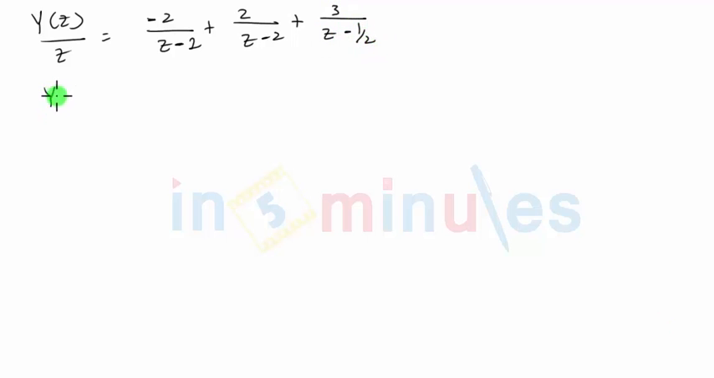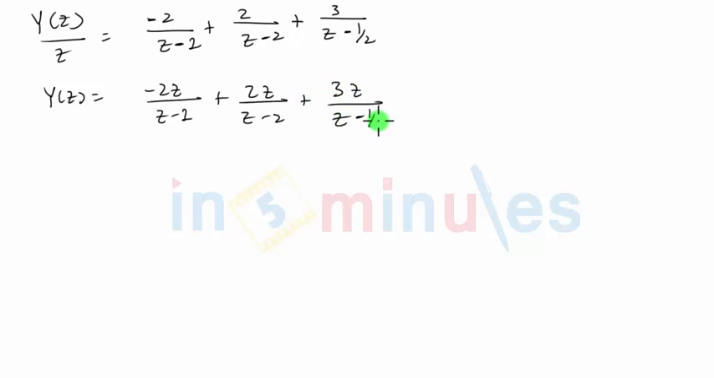And now we will send that z on the other side. So we get y of z equal to minus 2z upon z minus 1 plus 2z upon z minus 2 plus 3z upon z minus half. So if you now observe, I can easily take inverse z transform, because all these three terms that we have got are of the form z upon z minus a. And for z upon z minus a, the inverse z transform was a raised to n u of n. But this is obviously assuming the signal to be causal.